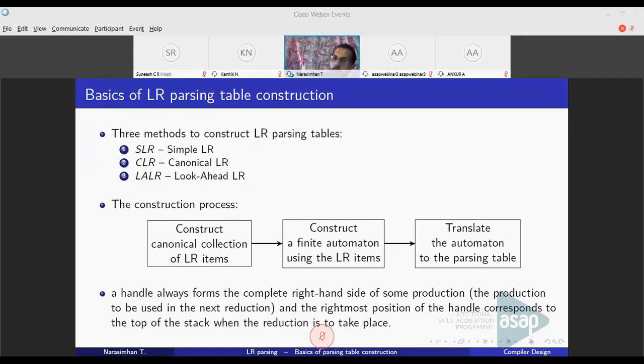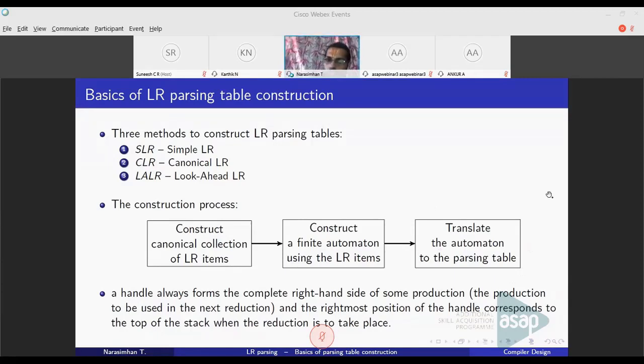Once the canonical collection is constructed, you are going to construct a finite state automaton from the items. The second step is the construction of a finite state automaton using the LR items. Finally, the third step, the constructed automaton will be translated to the parsing table. These are the three steps. First, you construct the canonical collection of LR items. Second, you construct a finite automaton from the LR items. Third, you translate the automaton to the parsing table.